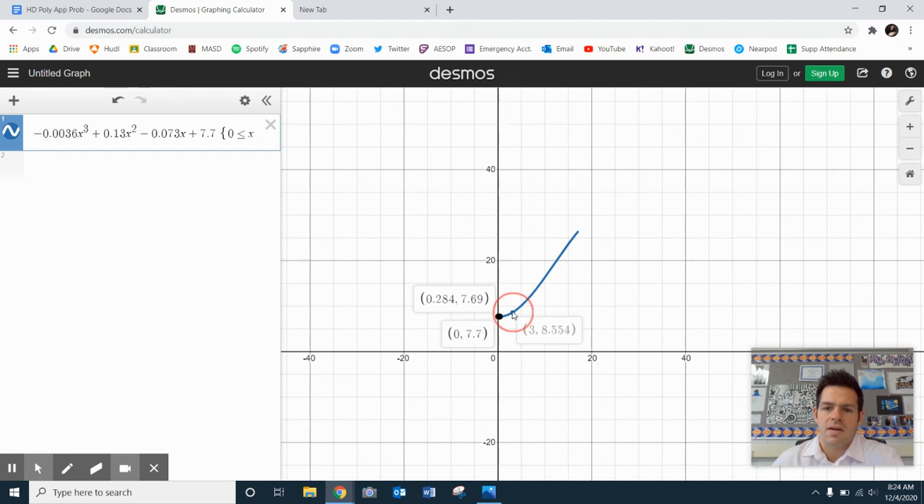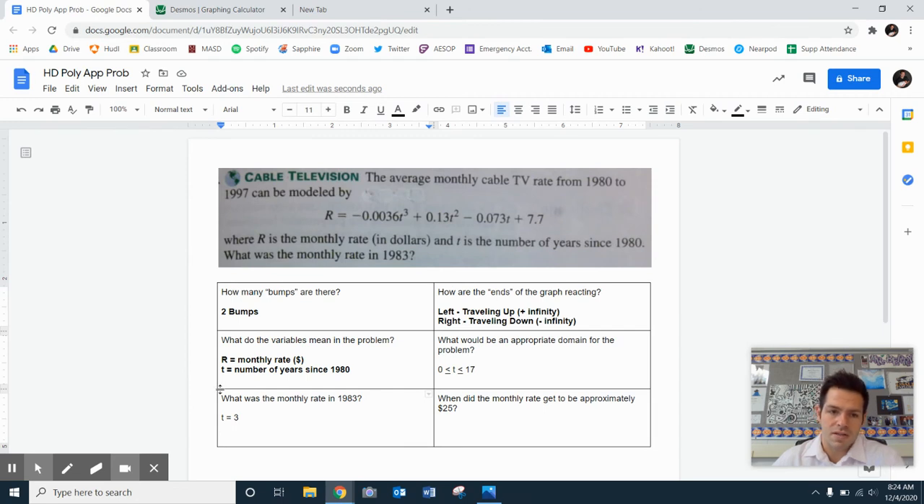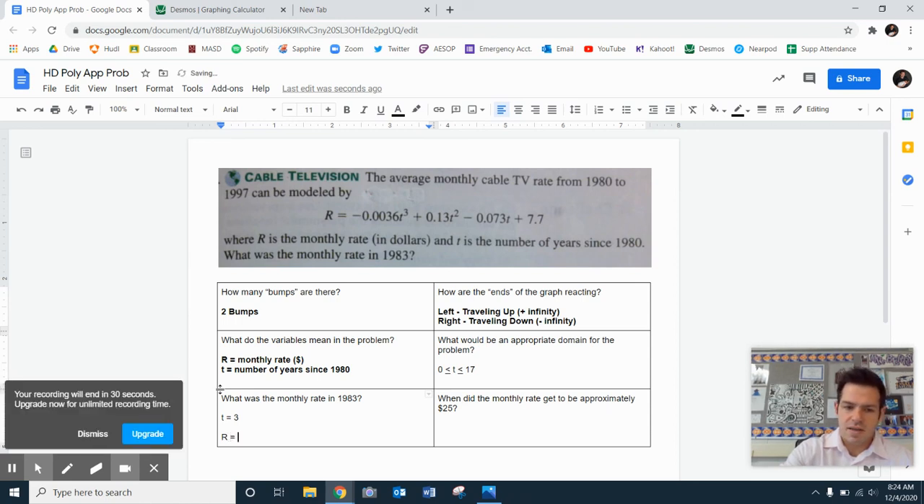Finally. Year 3, 8.554. We'll go ahead and round it to the 100th, 8.55. Remember, we're dealing with dollars here for our y value, or in this case, the letter r. In year 3, the monthly rate, this is crazy to think about here, would be 8.55, or in this case, $8.55.